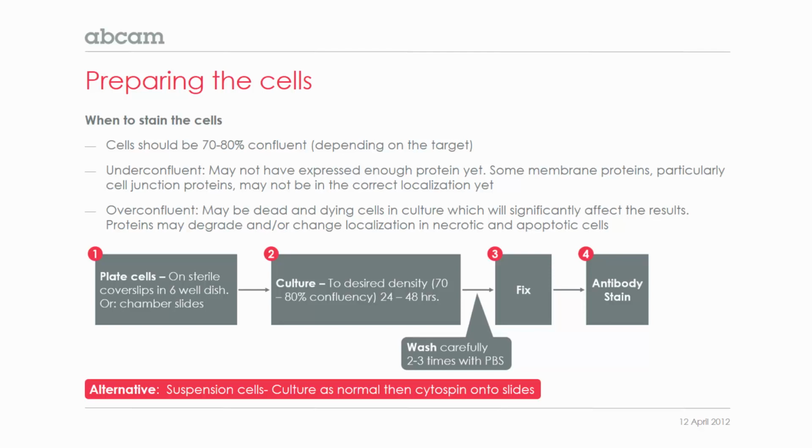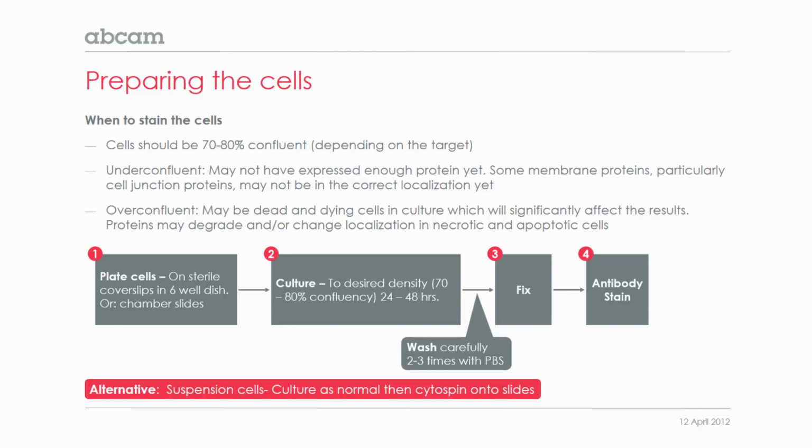If your cells are underconfluent, they may not have expressed enough protein yet. For example, some membrane proteins, particularly cell junction proteins, may not be expressed in the correct localization because they're underconfluent. You may have to wait till they really become quite confluent before you can see them.